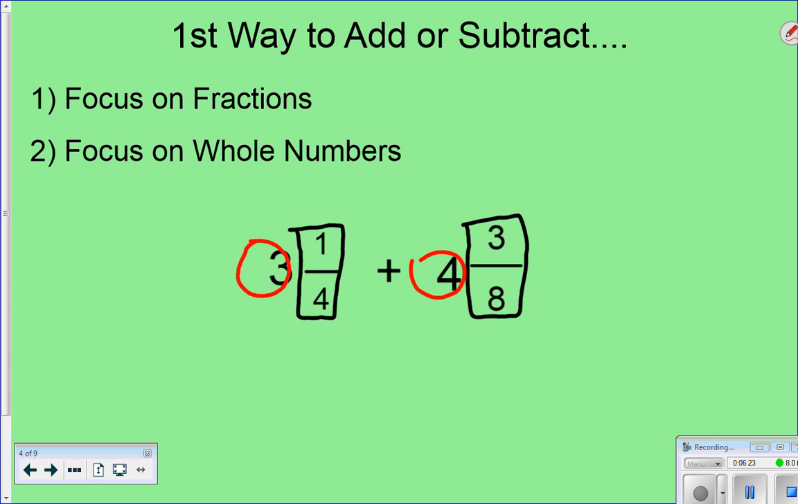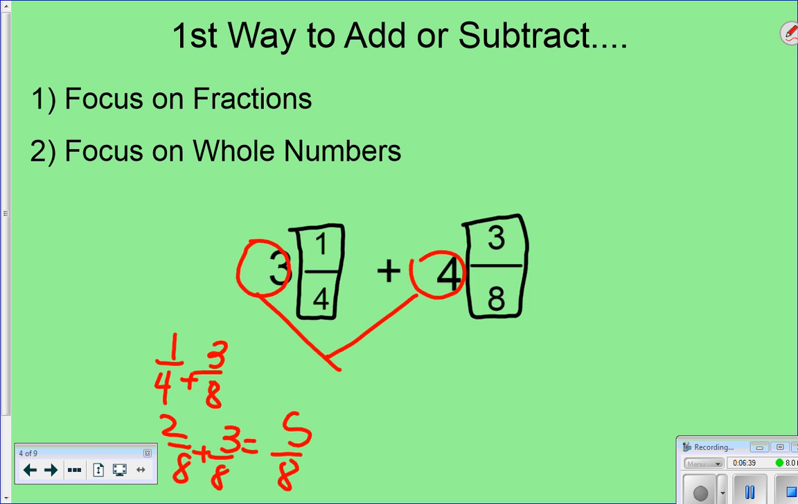Okay, now let me show you. Let's do 1/4 plus 3/8. I know I got to change this, right? So it'll be 2/8 plus 3/8, which is what? 5/8. Okay? And then I'm going to add these two whole numbers. It should be 7. So then I'm going to put that 7 and 5/8 up here. That's the first way to add them.